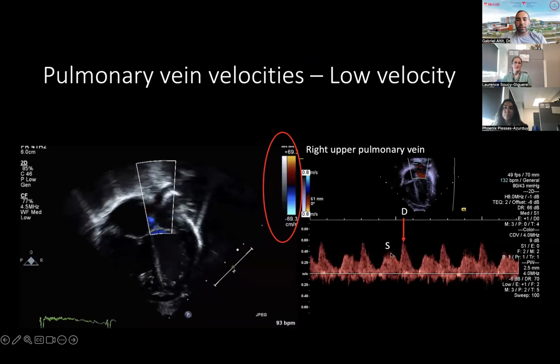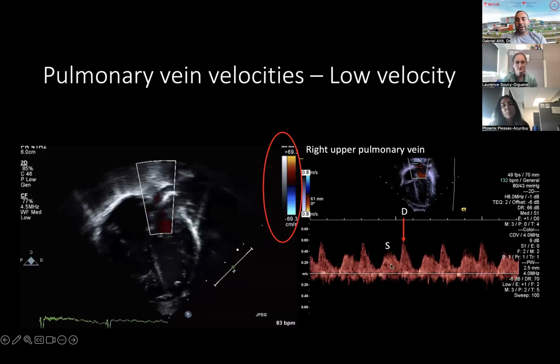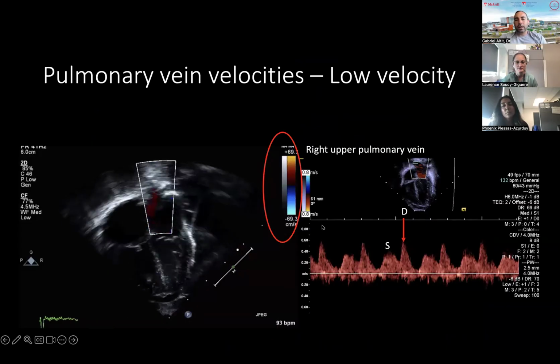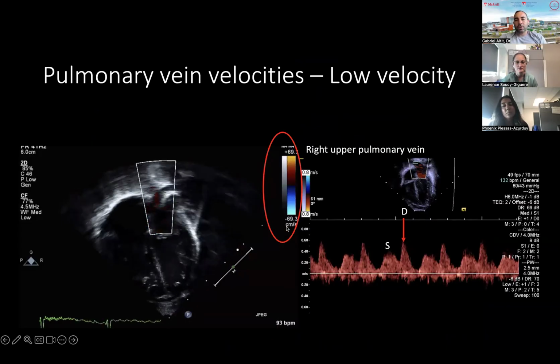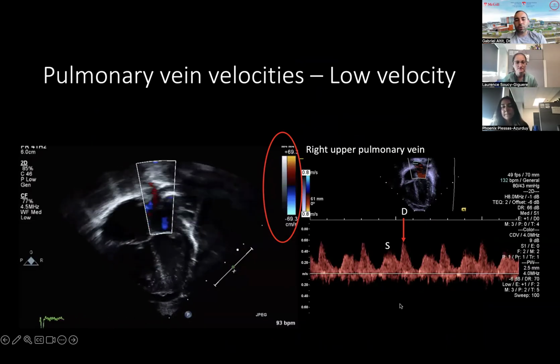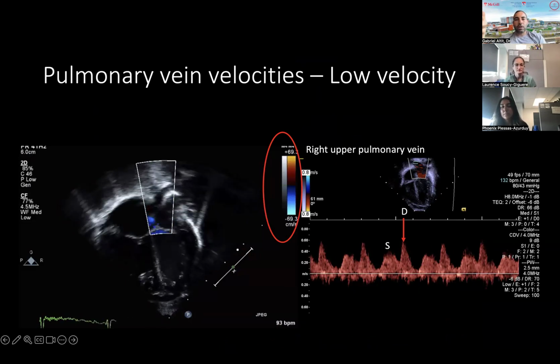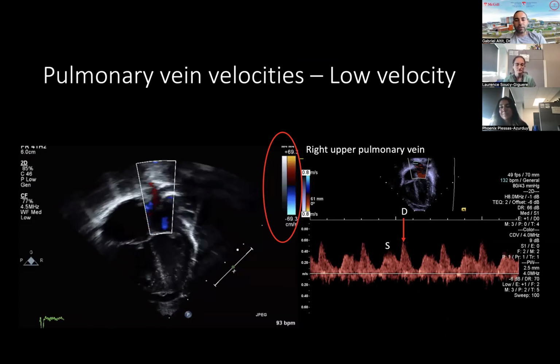So it's typically low velocity. You get a systolic phase, a diastolic phase. It can be either biphasic or triphasic. And typically, you need to drop your Nyquist or your velocity filter in order to better see the course of this flow, because it's a venous flow and it's typically of lower velocity, unless you have a big PDA that's flooding your lungs, and then sometimes it can come with a higher velocity.